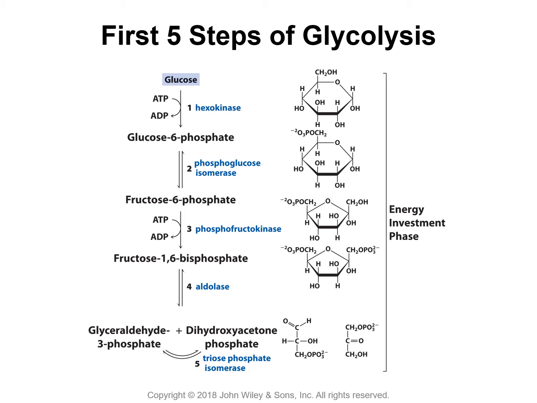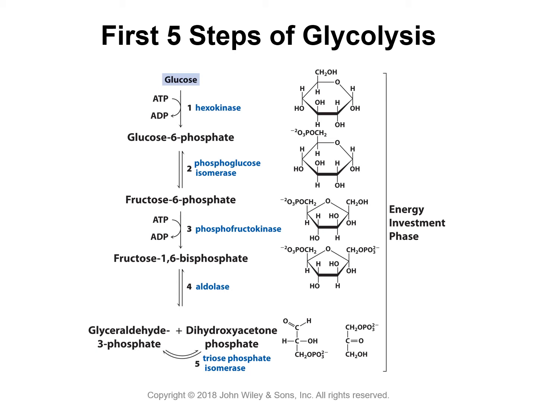Then you have phosphoglucose isomerase, the second reaction of glycolysis, where glucose 6-phosphate is converted to fructose 6-phosphate. Then after that you have phosphofructokinase, and fructose 6-phosphate yields fructose 1,6-bisphosphate. Then in step 4, you have aldolase, which converts the hexose fructose 1,6-bisphosphate to two 3-carbon molecules, each of which bears a phosphate group. Then you have triose phosphate isomerase.